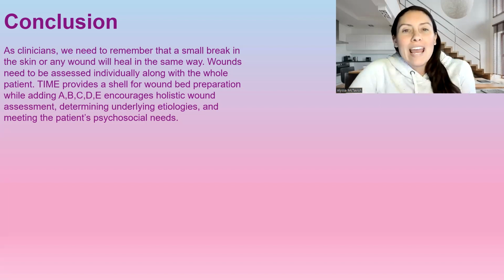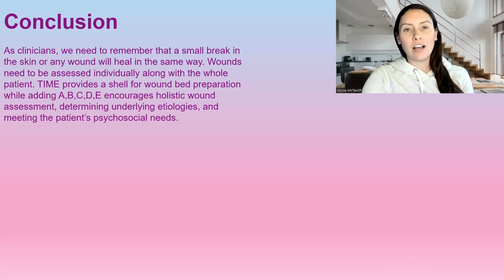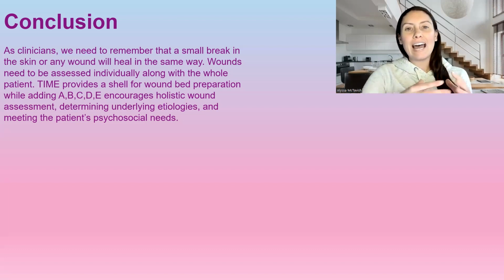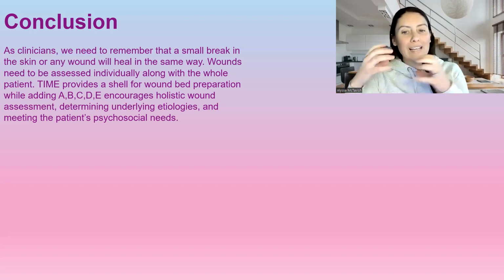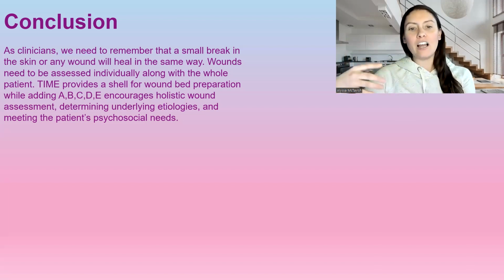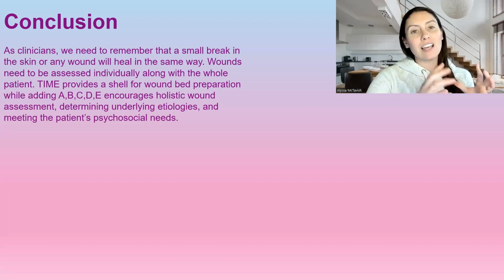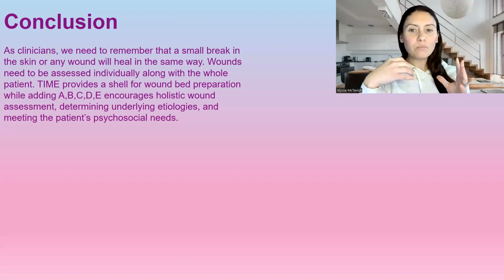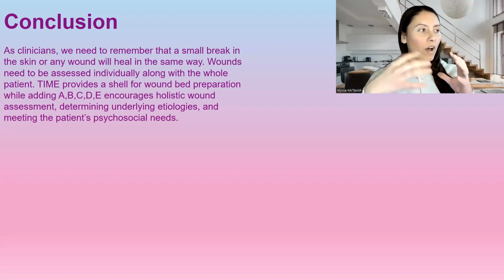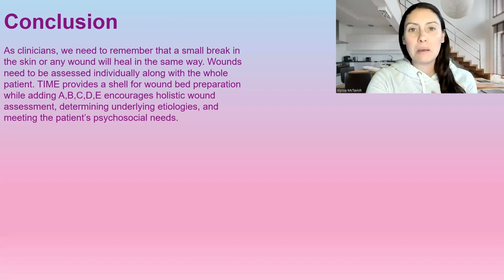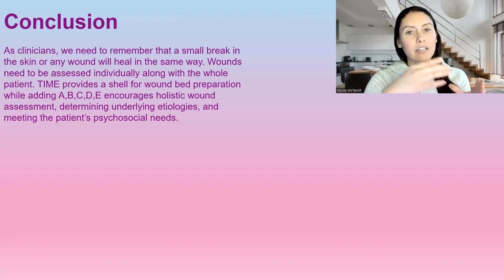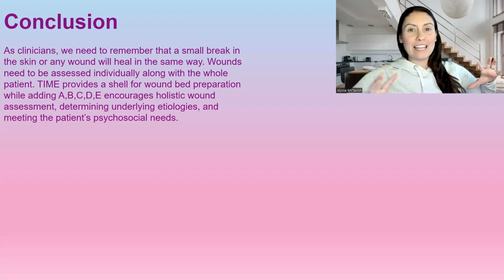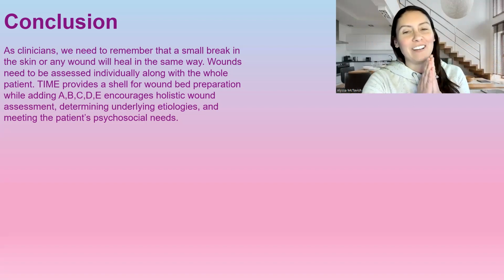Okay, we have to assess this as a whole, use our TIMERS, along with our ABCDE approach, because that encourages a more holistic wound assessment, determining any underlying etiologies. It also assesses patients' psychological needs. We need to look at this as a whole person, okay? So we need to be looking at their comorbidities. Anything that could be a barrier to that patient's healing process, we need to be looking at that. And once we have a whole picture, then we can treat the hole in the patient, okay?